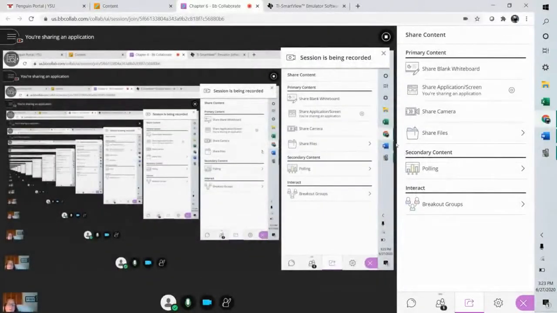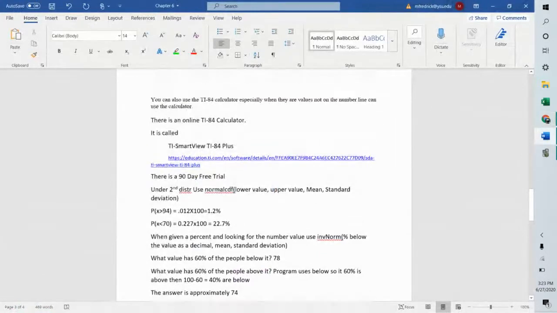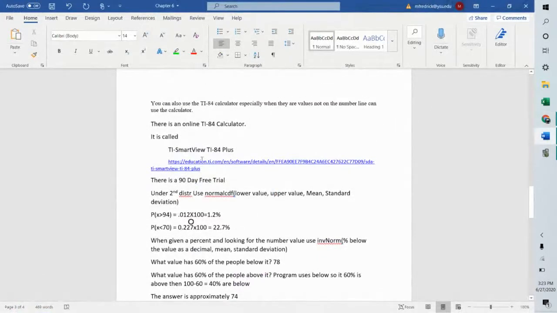Hello. So when you're using the calculator, the TI-84 calculator with the Smart View, you can click on this and it will bring it up. And there's a 90-day free trial. And it works really nice. If you have a calculator, that's fine also. This will show you the steps.